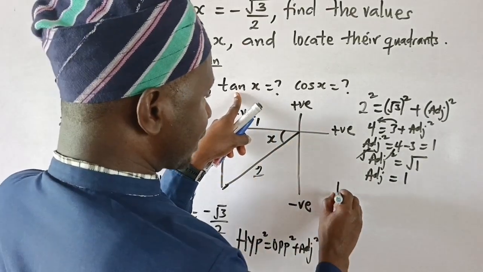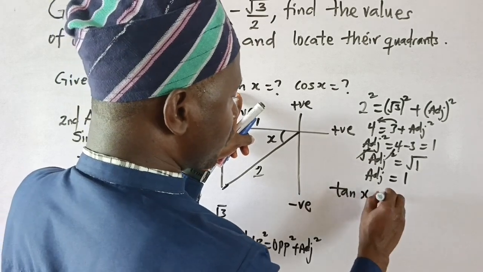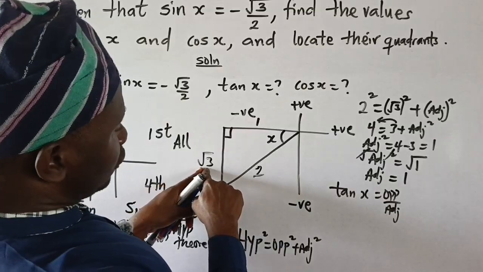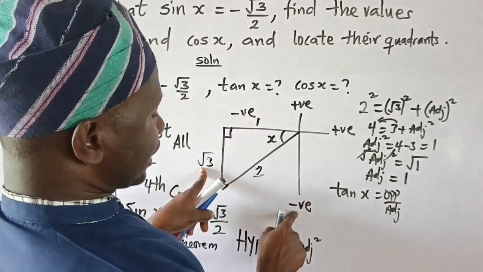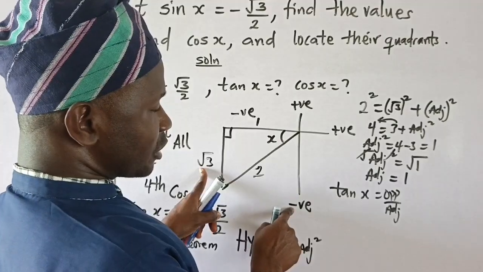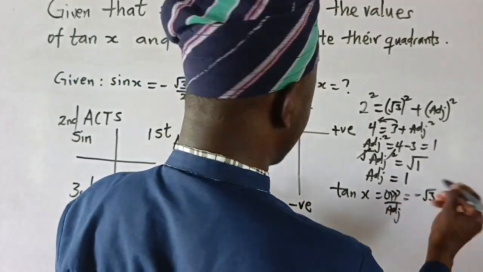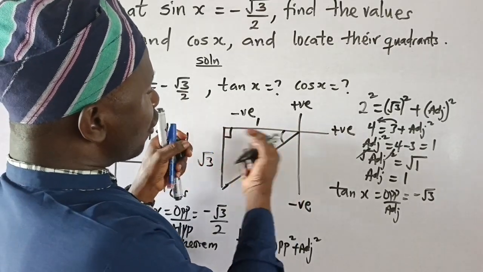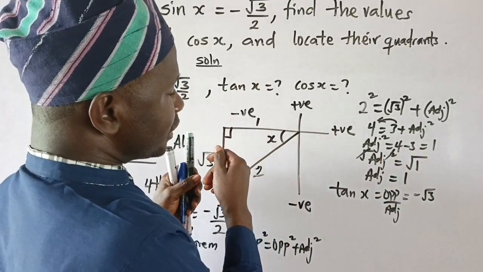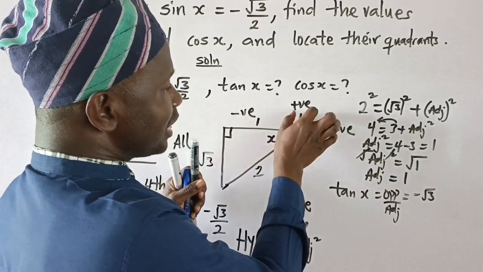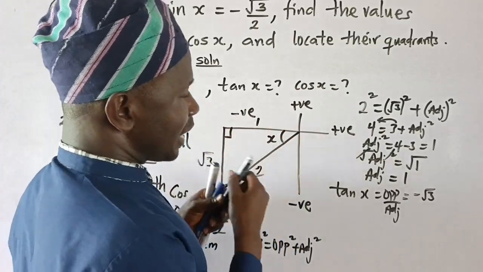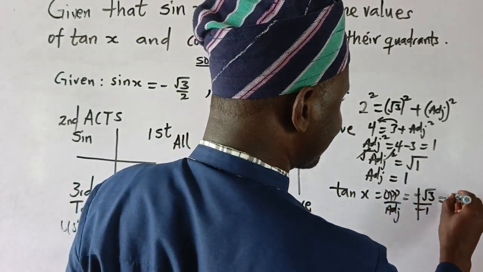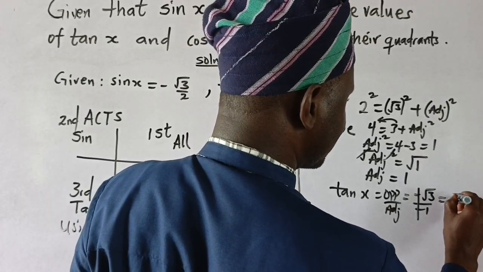Now, tangent of angle x. Since tan is opposite to adjacent, the opposite remains root 3, but along the vertical axis, which is the negative side, so we have minus root 3. Now, adjacent is 1, but along the horizontal towards the left of the vertical axis, so we have negative there. So that has to be minus 1. Simplifying further, minus will cancel out, and we have tan x to be root of 3. So the answer here is root 3.